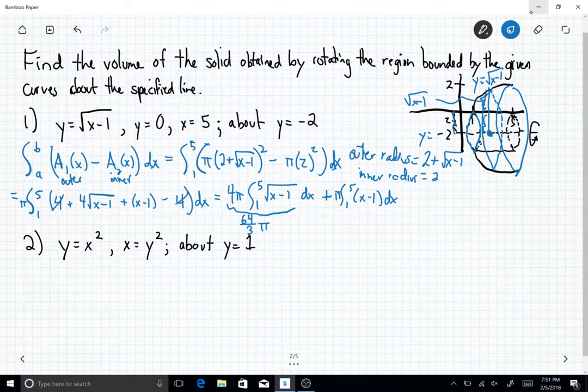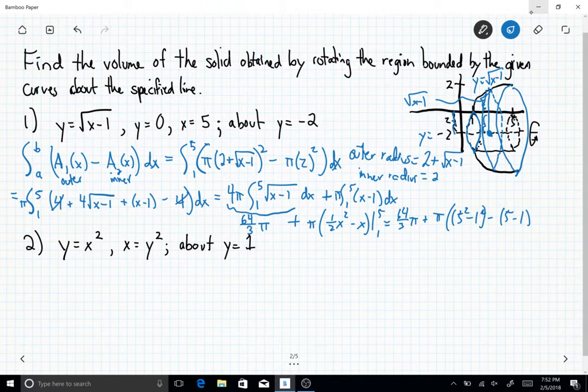And if you want to see that integral done again, we can do the u substitution again, that's fine. And then this next part, hopefully this is becoming a little more familiar. We get 1/2 x squared minus x, evaluated at 1 and 5. So this equals 64/3 pi plus pi times, we get 5 squared minus 1 squared minus the 25 minus 1.